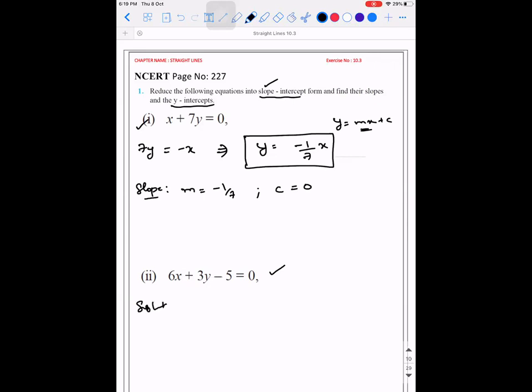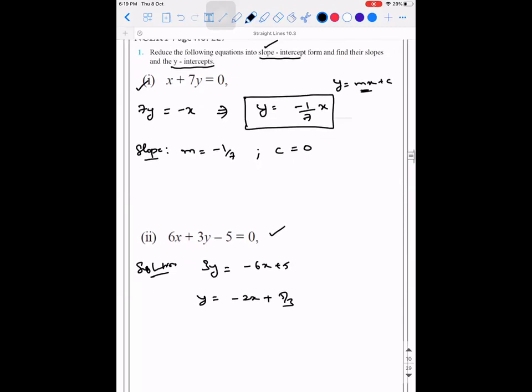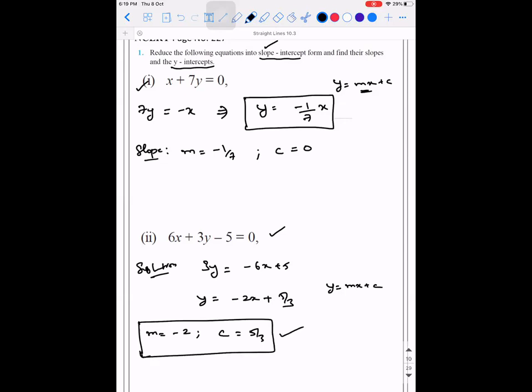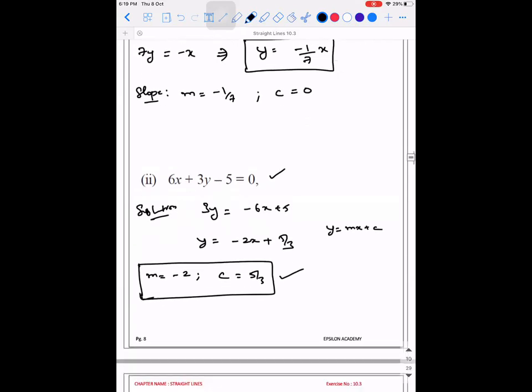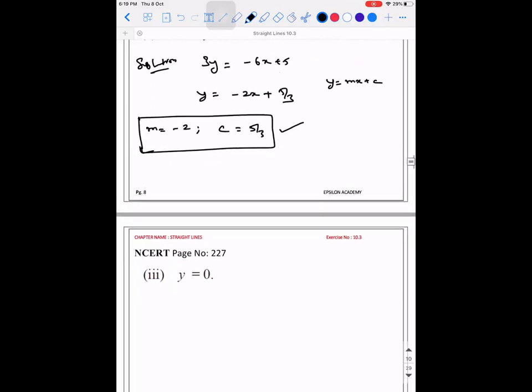So the solution is 3y is equal to minus 6x plus 5. So y is equal to minus 2x plus 5 by 3. Comparing this with y is equal to mx plus c, m will be minus 2, c will be 5 by 3. So m is equal to minus 2, c is equal to 5 by 3. This will be the required answer.